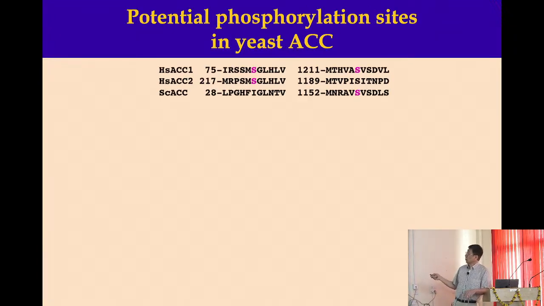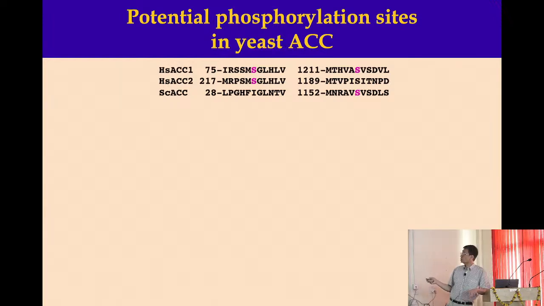So here is a sequence alignment. At the N-terminal phosphorylation site, ACC2 has a serine right here, and ACC1 has a serine. Yeast ACC has an isoleucine, so it cannot be phosphorylated there. In the middle region, the no man's land, human ACC has serines here, so they can be phosphorylated. In yeast ACC, residue 1157 is a serine.